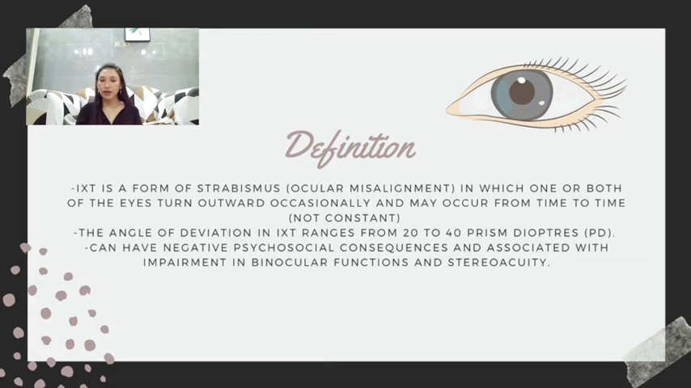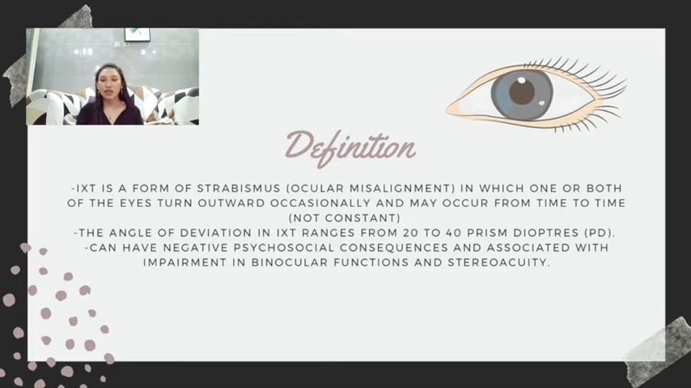I will explain our definition of intermittent exotropia, or IXT. IXT is the most common form of exotropia and more prevalent among children. It is a form of strabismus, or ocular misalignment, in which one or both of the eyes turn outward occasionally and may occur from time to time. This condition is not constant and is mainly noticed when the patient is looking in the distance. The angle of deviation ranges from 20 to 40 prism diopters.